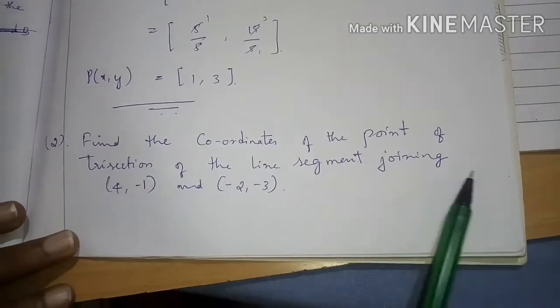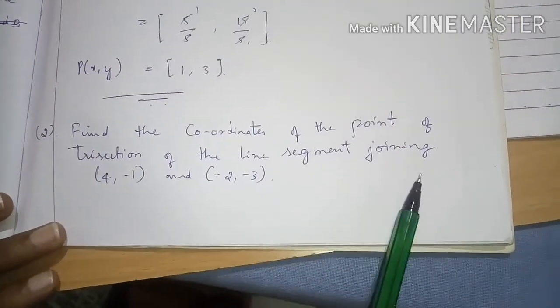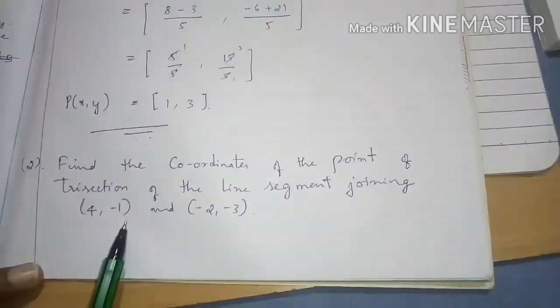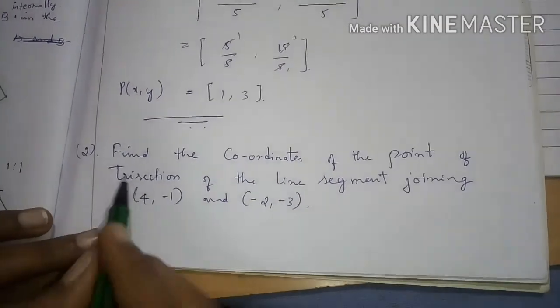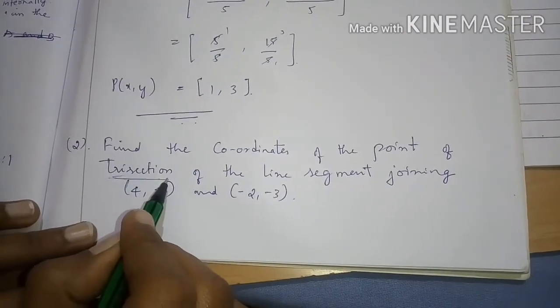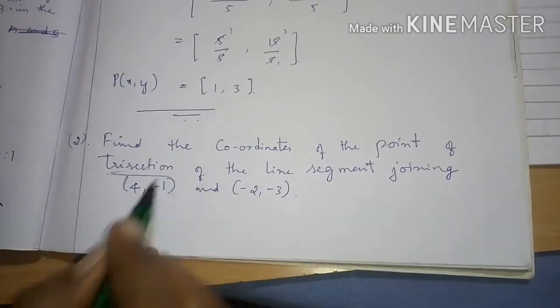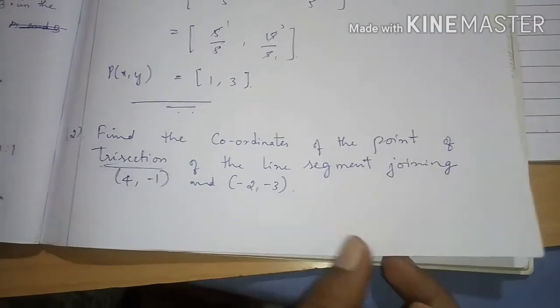Find the coordinates of the points of trisection of the line segment joining (4, -1) and (-2, -3). Here they have given trisection, and you have to note this down. If they ask for trisection, you need to divide the line AB into 3 parts. Okay, solution. Now I will explain it to you.